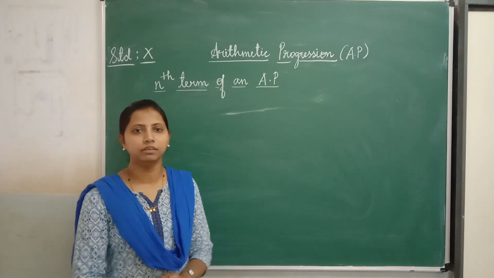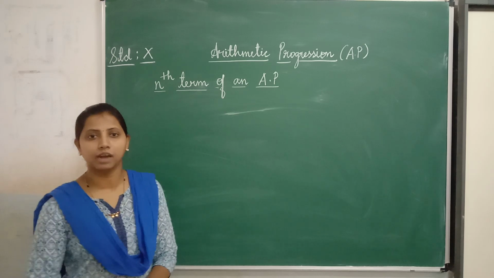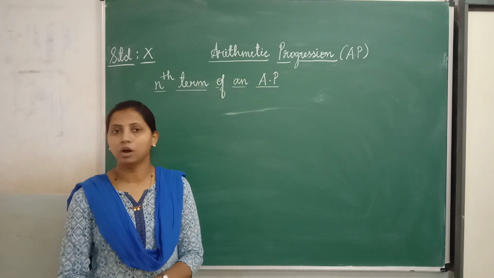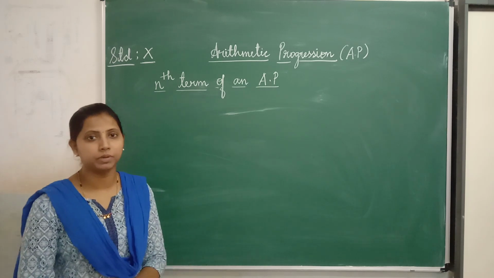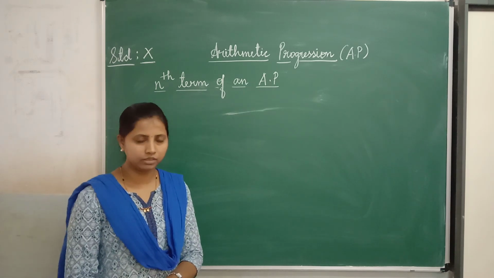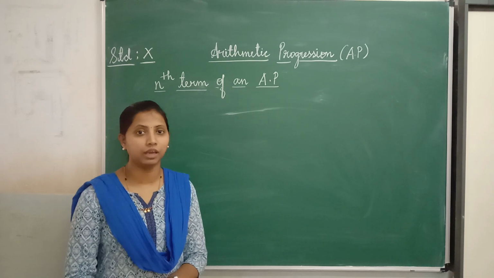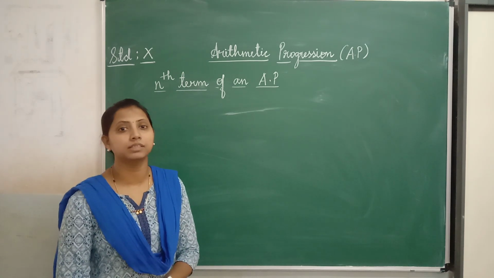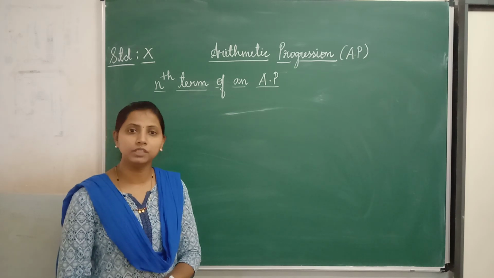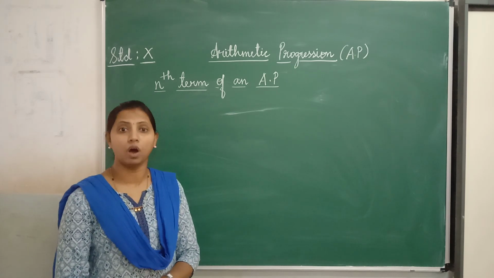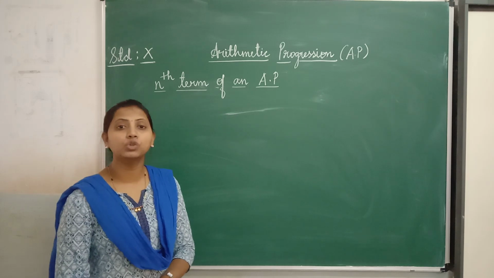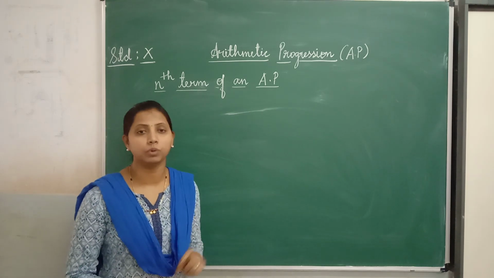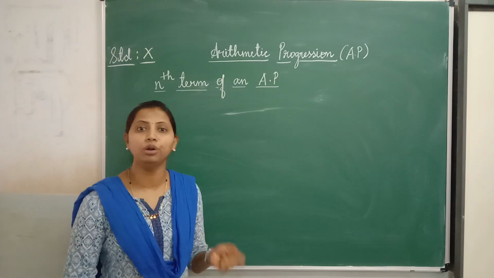Good morning dear children. In the last video we had started with the lesson Arithmetic Progression, and we had seen how to recognize the list of numbers in AP. That is, you have to take the difference between the successive terms. When the difference between the successive terms is constant, then the list of numbers is said to be an AP. This is the way you recognize whether the list of numbers is in AP or not.